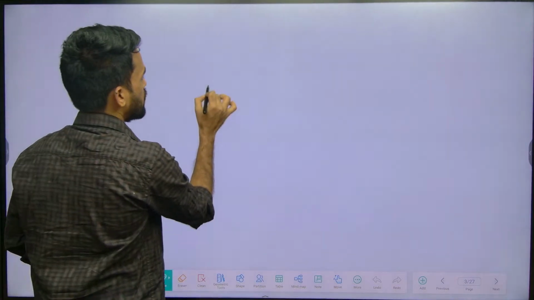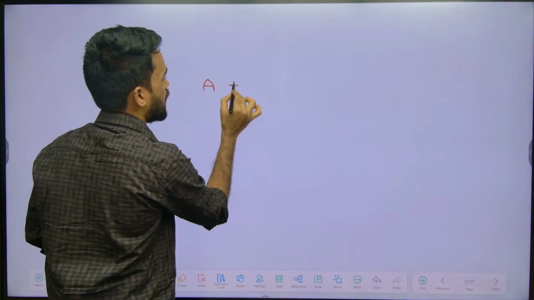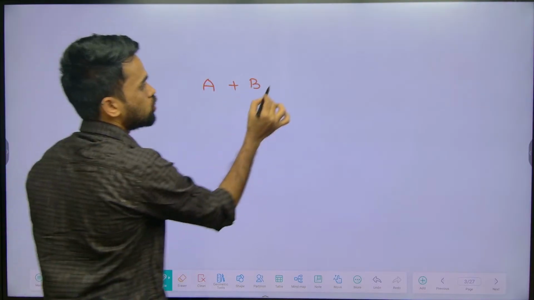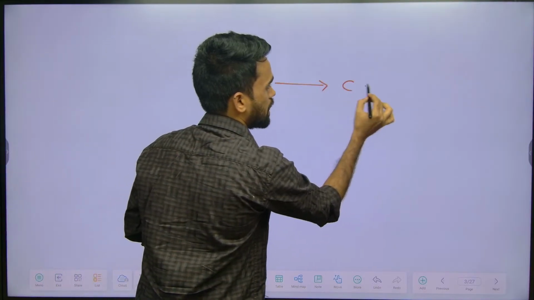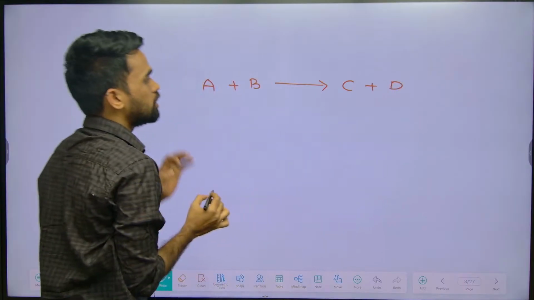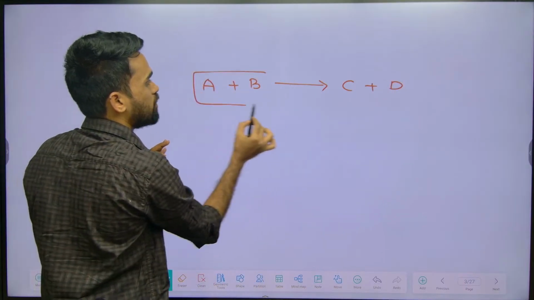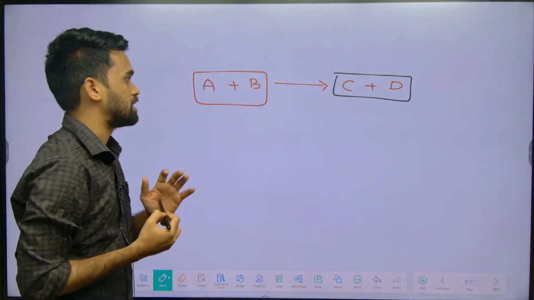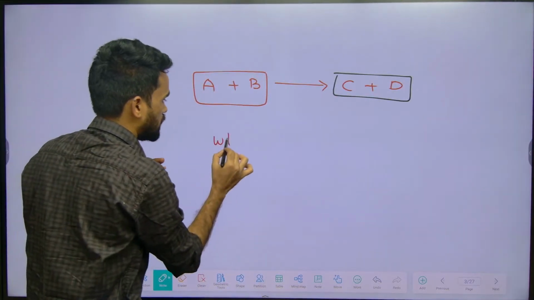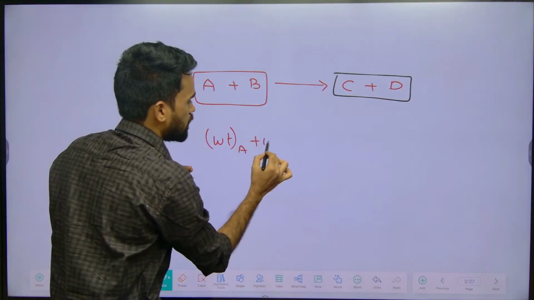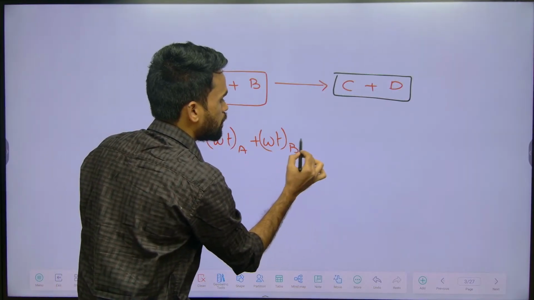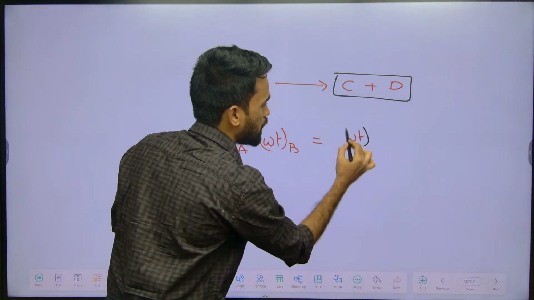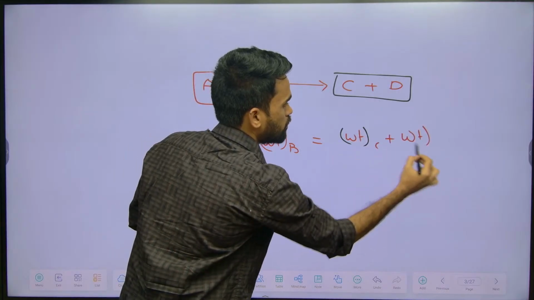See, whenever two fragments, let us say A and B, are combining to get some product, say C and D, then the total mass on the left hand side will be equal to the total mass present on the right hand side. For example, here I can write weight of A plus weight of B will be equal to weight of C plus weight of D.